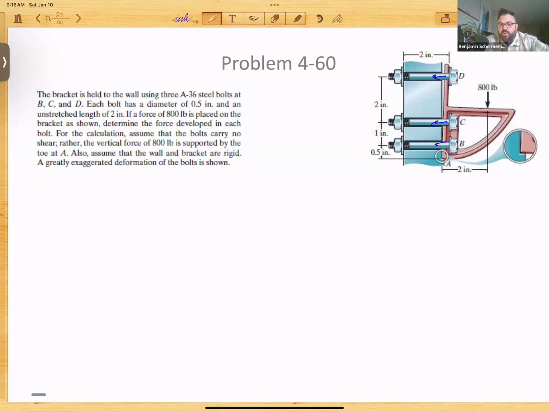So it's really showing it pulling away from the wall. We're just figuring out what's going on there. Where the toe is at the bottom, bolt B is about 0.5 inches up from there. 1 inch up from there is bolt C, and 2 inches up from that is bolt D. We want to figure out what the forces are in each of these bolts, the force developed in each of the bolts.